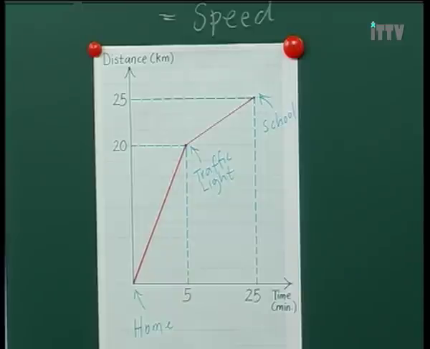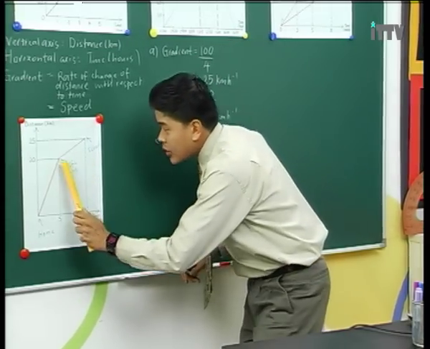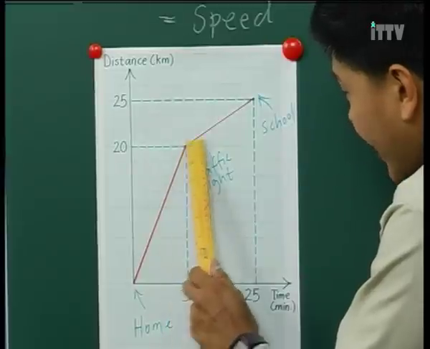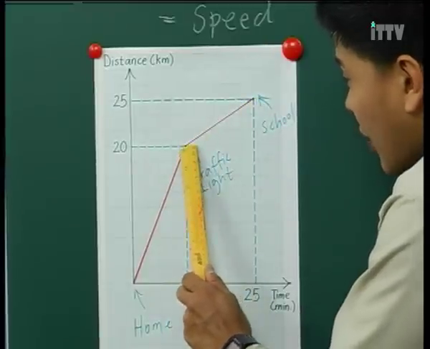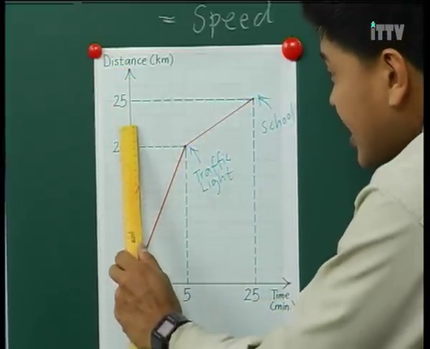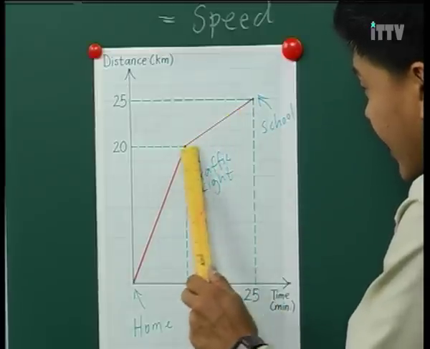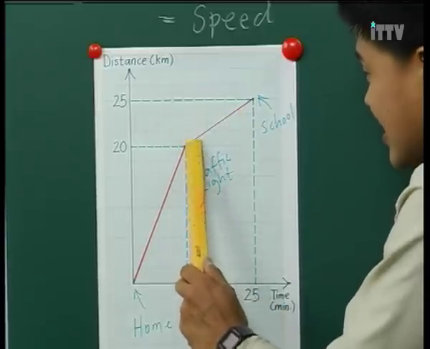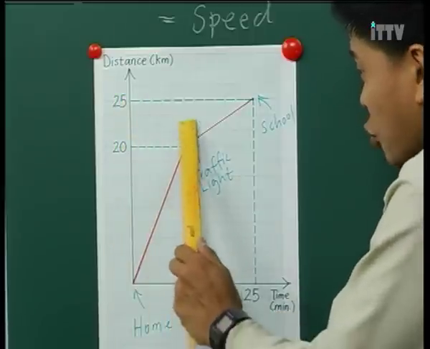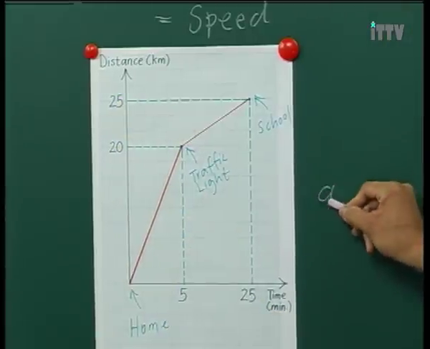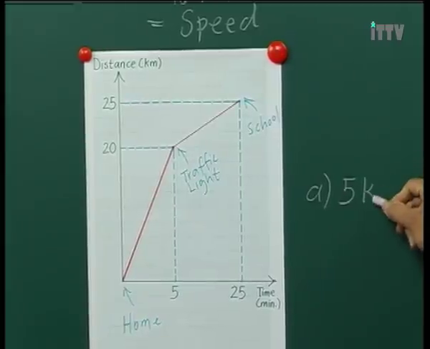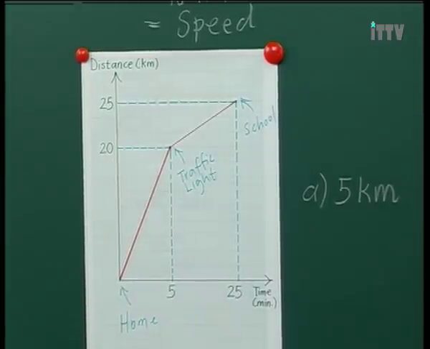Now let us find out and answer those questions. Firstly, the distance between the traffic light and school. What is the distance between the traffic light and the school? When you talk about distance, it is just the vertical distance. So this and this, although it's a diagonal line, the vertical distance is just 25 minus 20. So it is just 5 kilometers. That is the distance between the traffic light and the school.